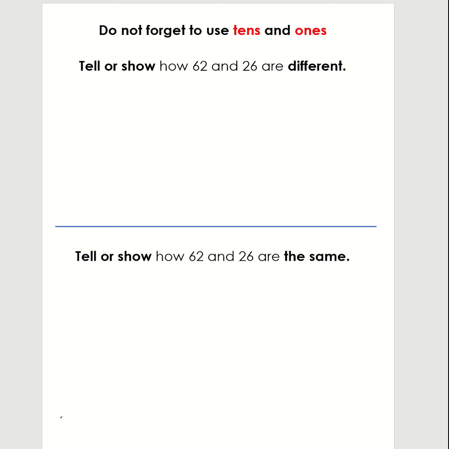Hey guys, this is Mr. Cook, and today our objective is to look at two-digit numbers and compare them using our tens and our ones blocks.